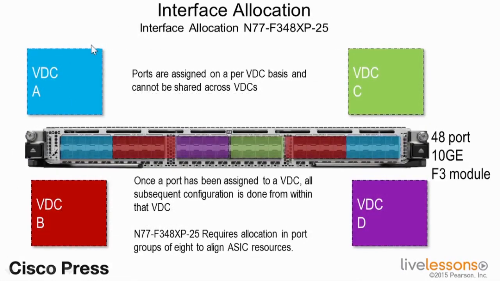But in the book, I covered all the M series and everything prior to F3. Since the book, we've been shipping F3 modules. This is a 48 port, 10 gig F3 module. So here's your 48 ports here.